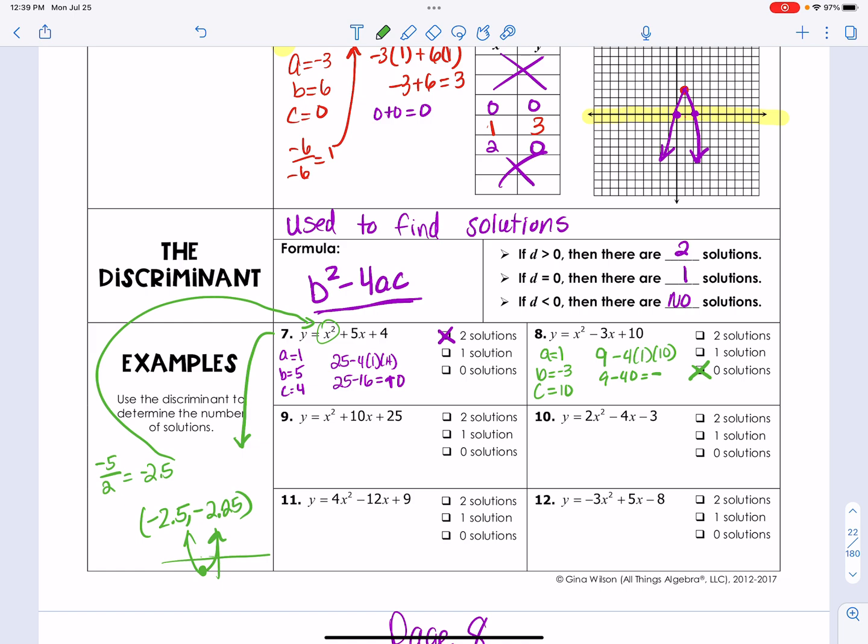So that means if I were to graph it, it would be going up, but it's going to be above the axis. Okay, so I would like you to try 9 and 10. Pause the video and try 9 and 10.